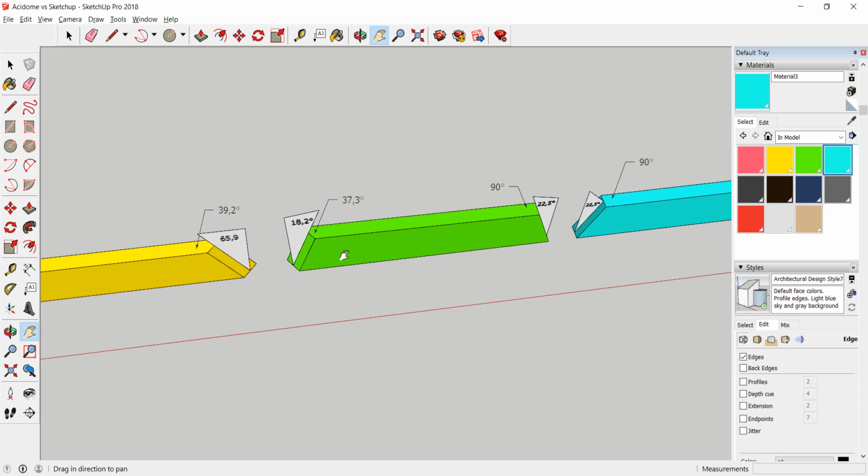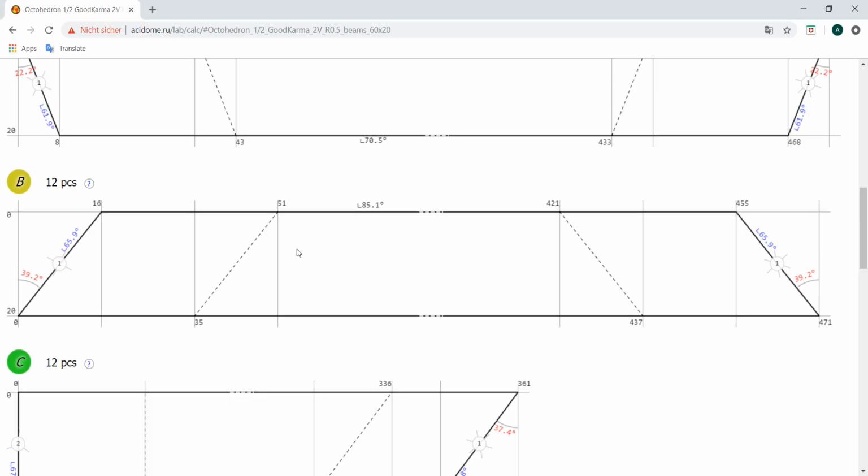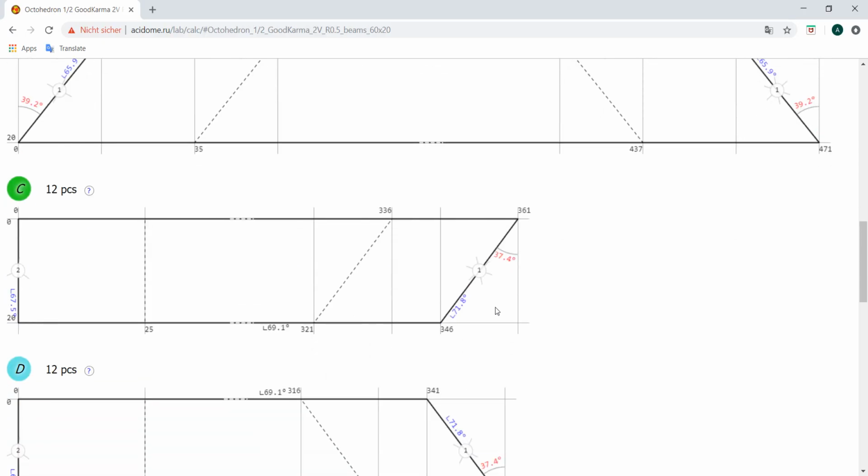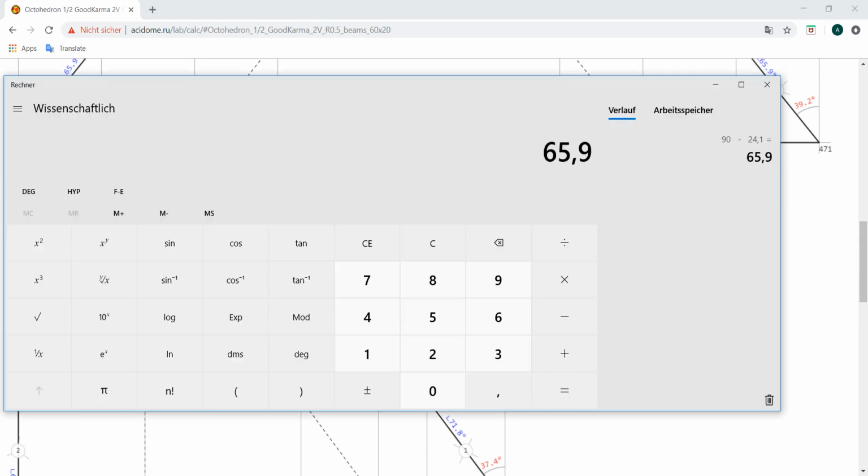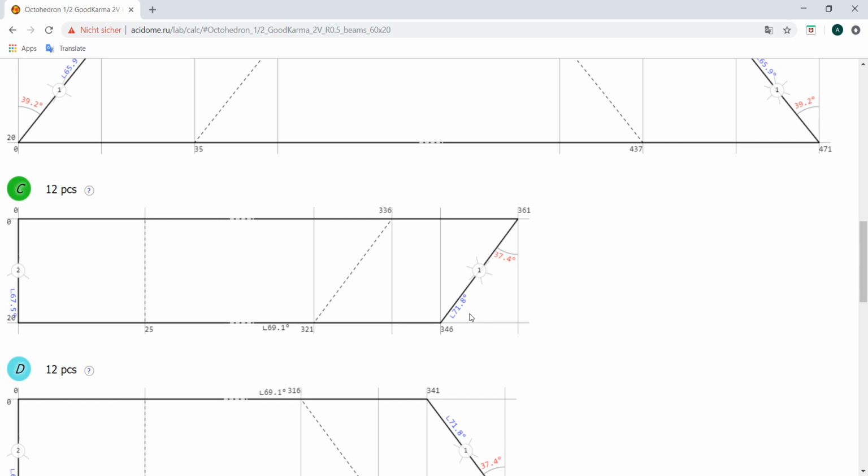So we have four. Let's first talk about the blade tilt, which is blue in Acidome. It's 80.2, 18.2. And what's 18.2 minus 90? 71.8. Okay, so that's correct.